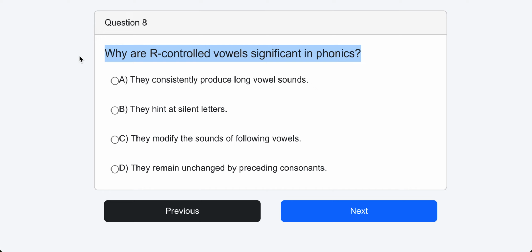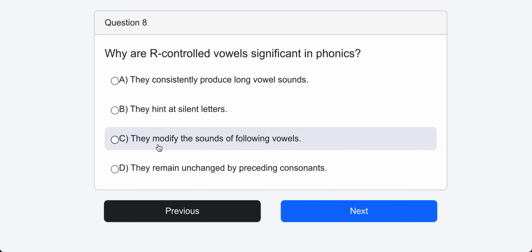Remember, decoding is a key term for your Rica test. Decoding means reading. Encoding means writing. All right, so for question number 8, we're going to go ahead and select answer option C. They modify the sounds of the following vowels, teaching us how to pronounce the word.